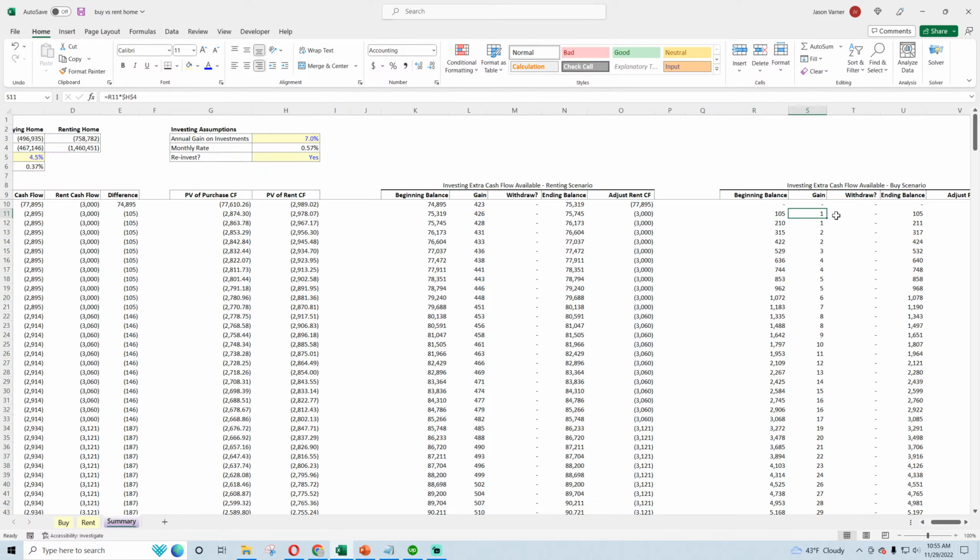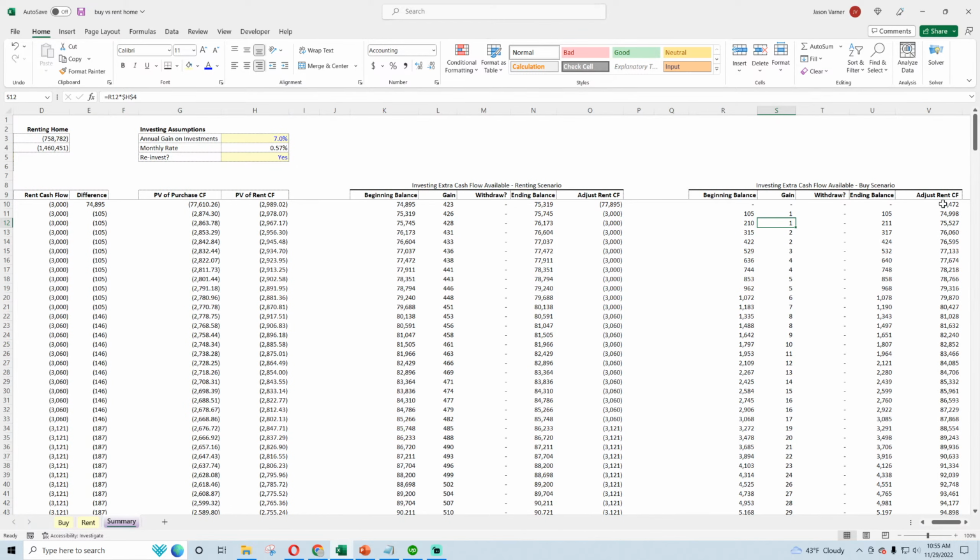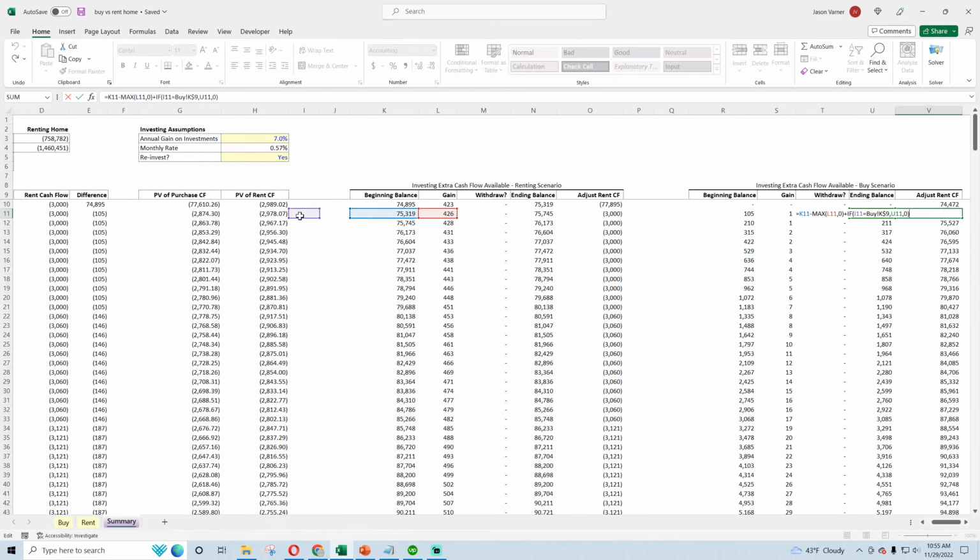We're starting to get a little gain. We're not withdrawing. This is growing. Now we have another amount we're putting in. And now this gets your adjusted cash flow back to, well, we've got to move all these over.